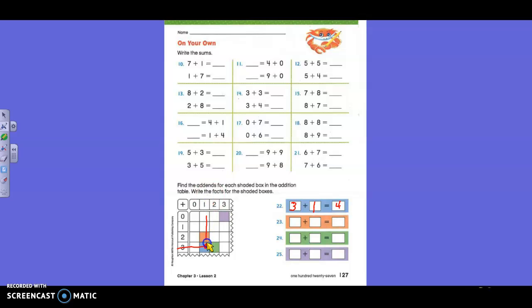Now let's do the orange box. Or it looks orange to me. It might be red. I don't know. Orange. Okay, so we are going to go to the orange box and we're going to go to the left, which would be what number? 2. And then we're going to go up to the orange box and go up. That would be 1. 2 plus 1 is 3. Okay, do you think you could do number 24 and 25 on your own? Yes. Okay, go ahead and do it.